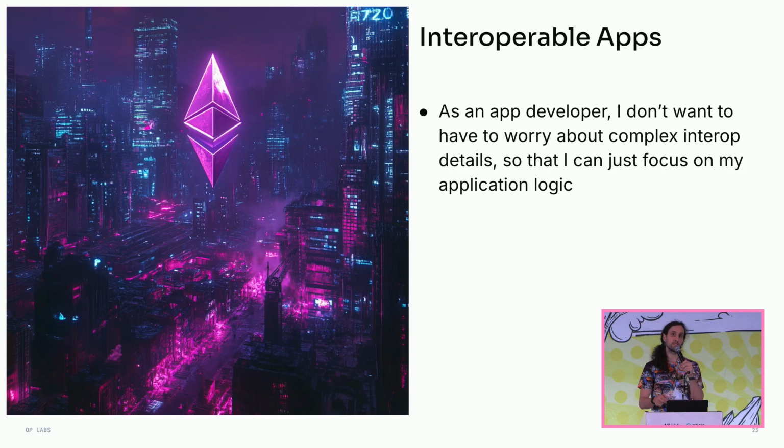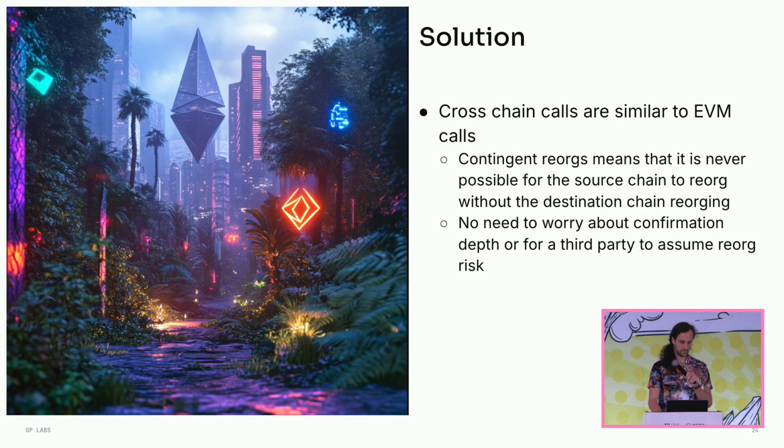So in the context of interoperable apps, as an app developer, I don't want to have to worry about complex interop details so that I can just focus on my application logic. The solution here: make cross-chain calls as similar to calls within a single chain as possible. What does this mean? We want to build tooling, like a library, that you can just drop right in. And from the developer's perspective, it'll be literally no different than just calling a smart contract on the same chain.